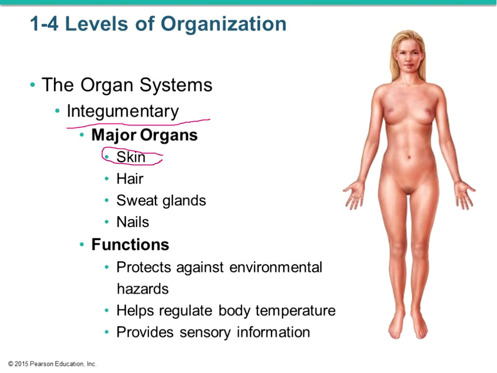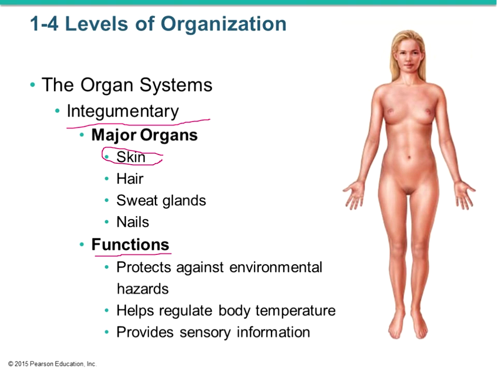This will be our first organ system that we'll study after we do the histology chapter. It includes the skin, but also the hair and sweat glands and nails, and functions of this integumentary system. There are many functions, but some of the primary ones are things like protecting against the environment.